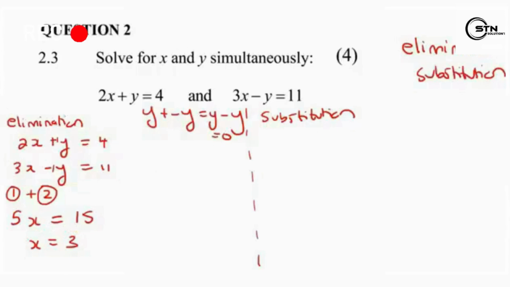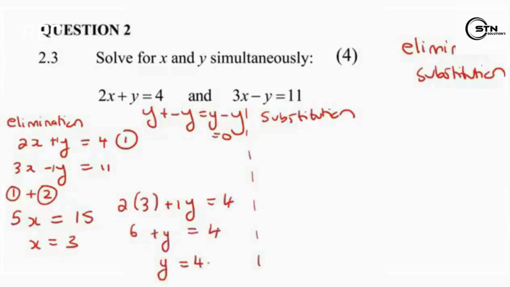I'm going to plug it into equation number 1. And so we're going to say 2 times 3 plus 1y is equal to 4. And so that'll be 6 plus y is equal to 4. And so if you take the 6 over, you would end up with 4 take away 6, which is negative 2. So there's the x value, there's the y value.